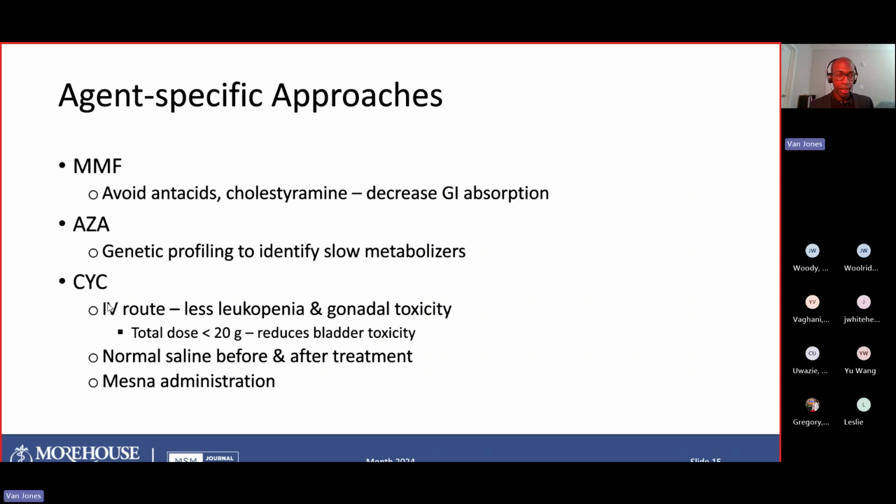For cyclophosphamide, they recommend using an IV route when administering it because this leads to less toxicity to the white blood cells and the gonads. Total dose should be less than 20 grams, to reduce the incidence of bladder toxicity. As I mentioned before, administer normal saline before and after treatment to flush out some of that nasty toxin that can come and irritate the bladder wall, and administer this agent called Mesna, which would interfere with that little metabolite.